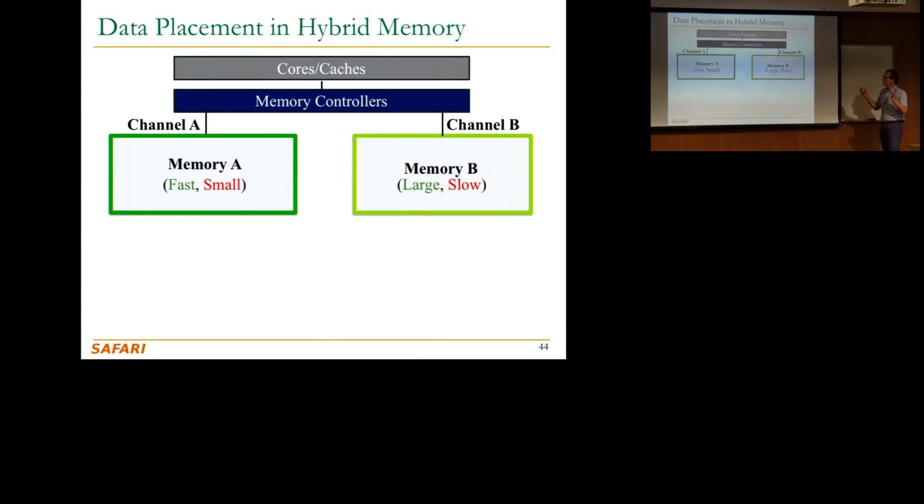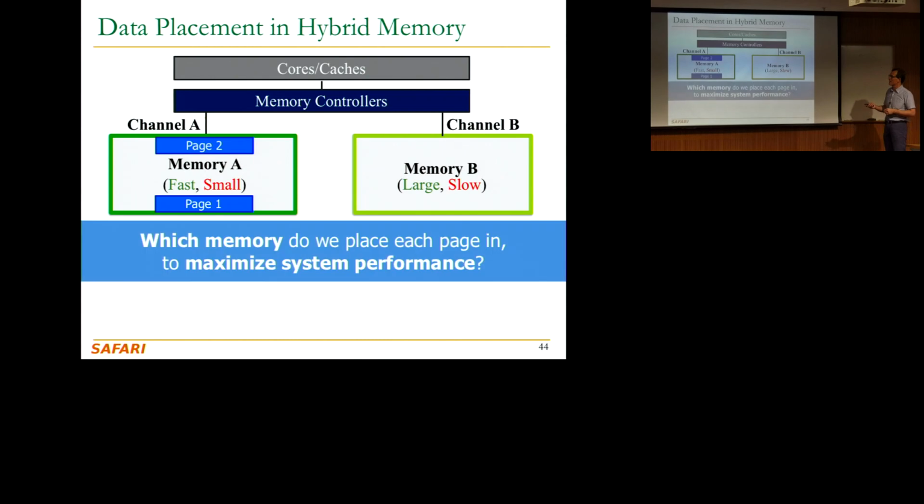OK, so I think this data placement, this paper tackled a little bit, but there's more work to be done in the data placement in hybrid memory. How do you actually place data? And this is a general problem, actually. It's not just DRAM, PCM, but you can have memory A and memory B. And at least this is fast and small, and this is large and slow. It looks like caching, right? So what do you decide to put where? So there's a migration overhead, clearly. And which memory do we place each page in to maximize system performance?